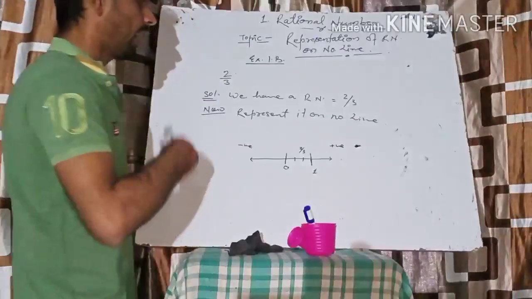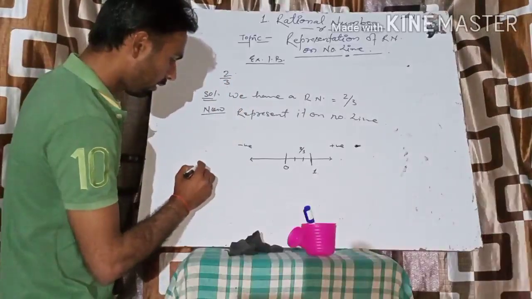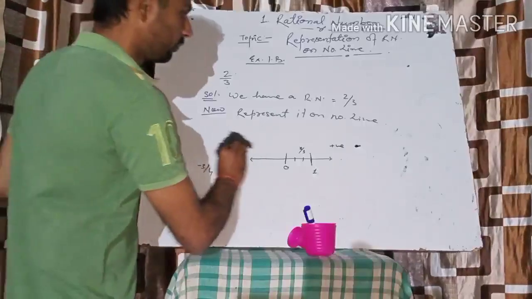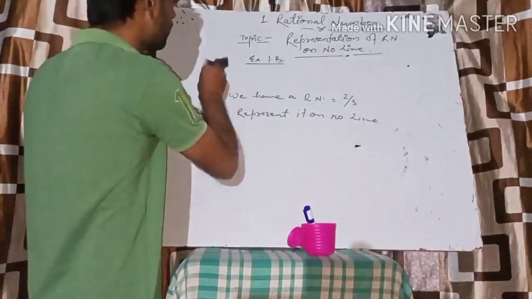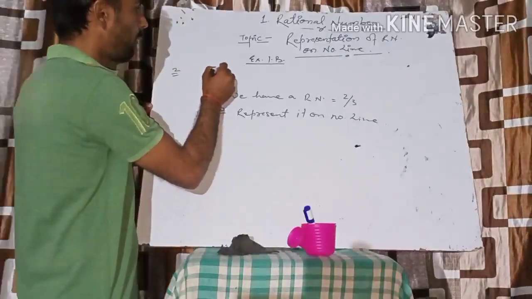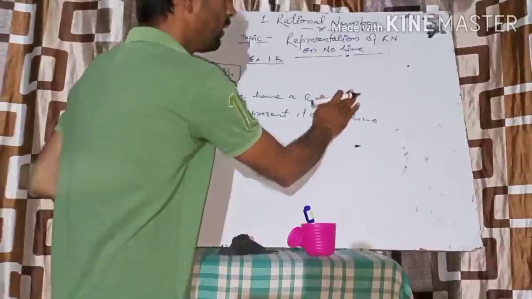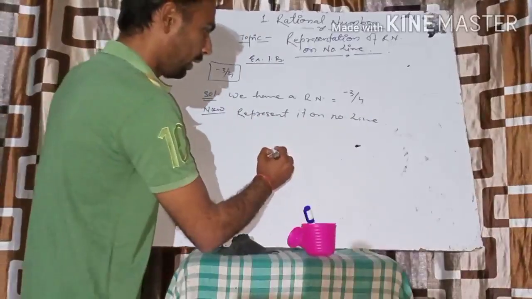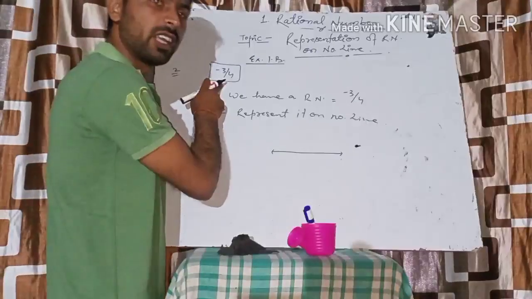Now suppose you have to represent minus 3 by 4. In that case, how will you solve it? Just remove these things. For the next question, question number 2, represent minus 3 by 4 on the number line. First draw a number line here. This time it is a negative rational number.